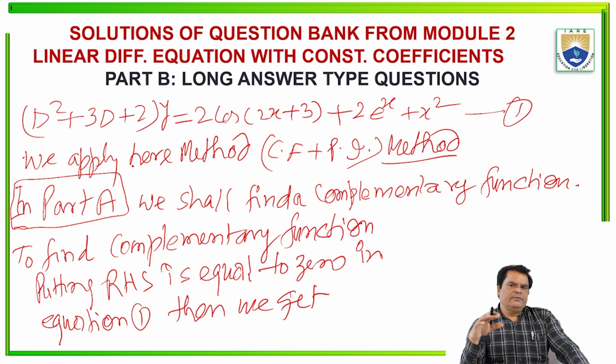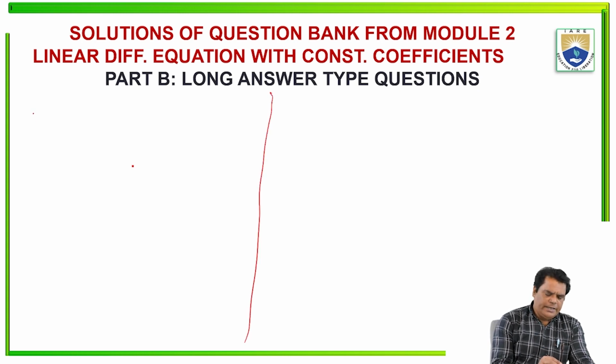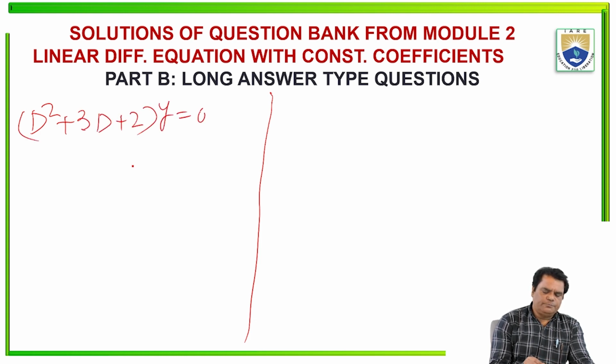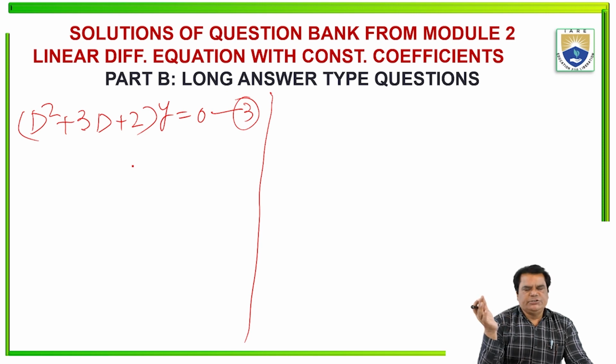First of all, in the given question, in equation 1, we put RHS equal to 0. Then we get (D square plus 3D plus 2) y equal to 0. This is equation 3. In this equation 3, we have taken the right hand side as 0. Without taking the right hand side as 0, we cannot find the complementary function.